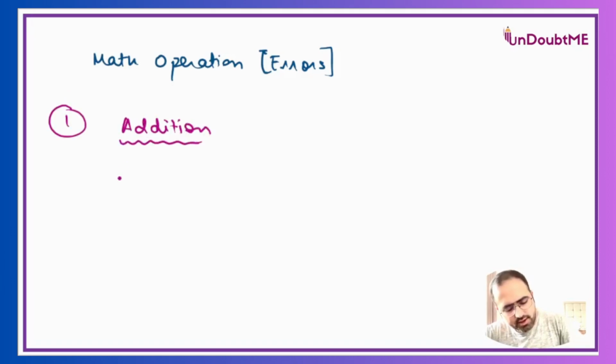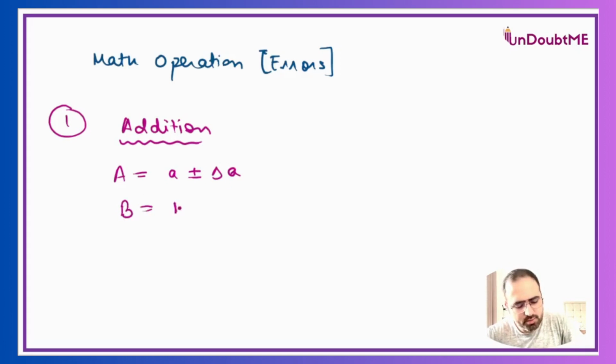Let's say I have a quantity A, which is equal to A plus minus delta A. I hope you're now familiar with this notation, the way we are writing it. And quantity B will be B plus minus delta B, where delta A and delta B are the respective absolute errors for both the quantities.